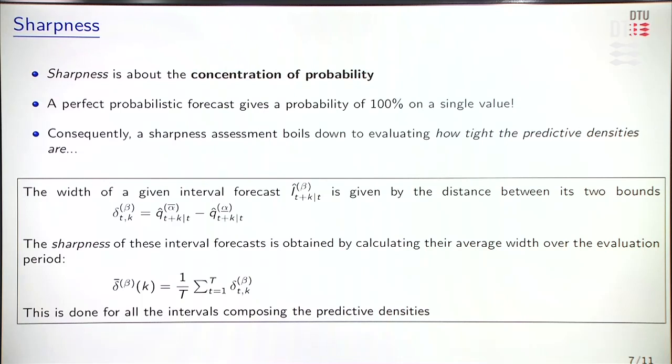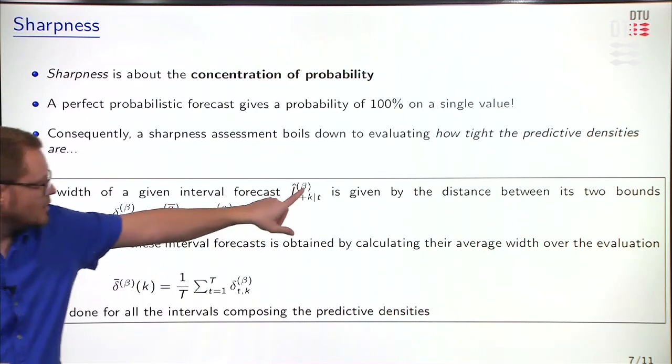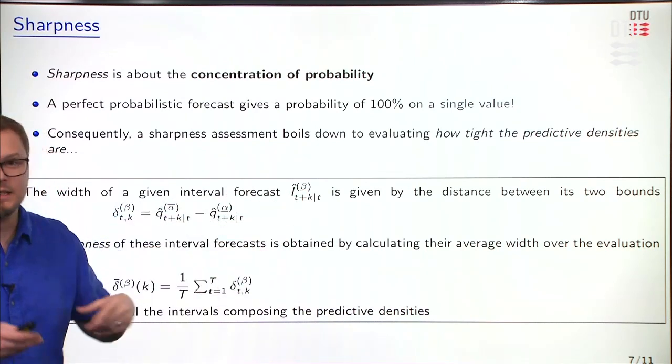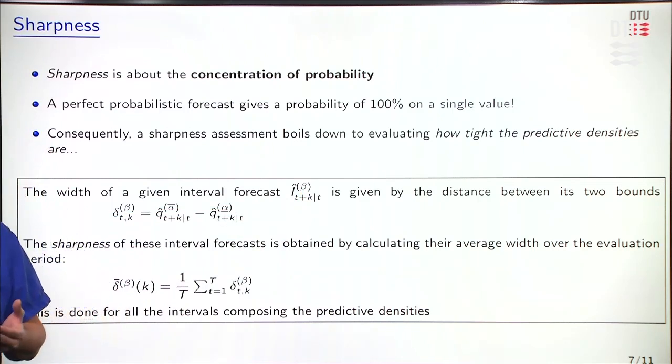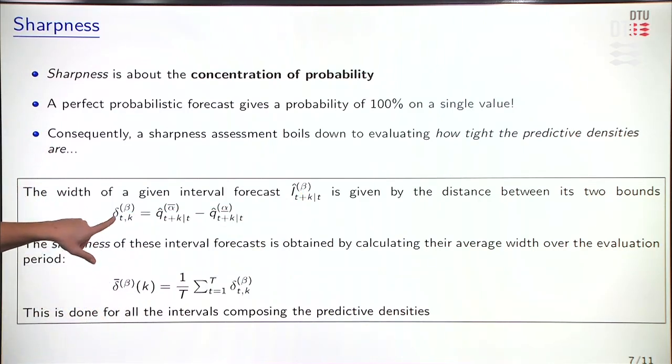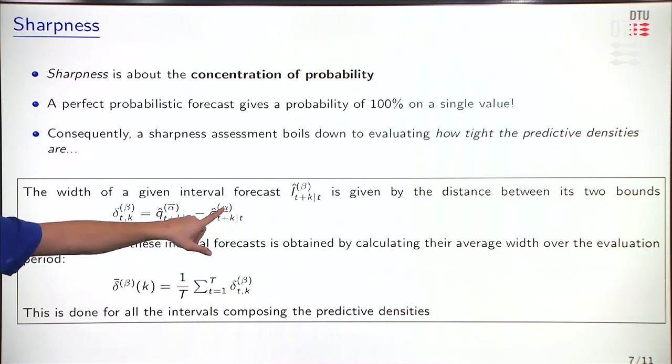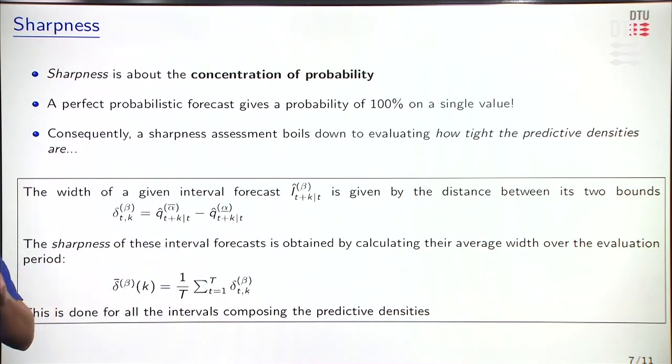In practice, that means that the width of a given interval forecast, I hat t plus k given t, with empirical coverage rate beta, is defined by the distance between the two bounds. This distance delta is equal to the distance between the lower and upper bound of the interval. This is the upper bound with alpha bar over, and this is the lower bound with alpha bar under. So we simply calculate the distance between the two bounds of the intervals.